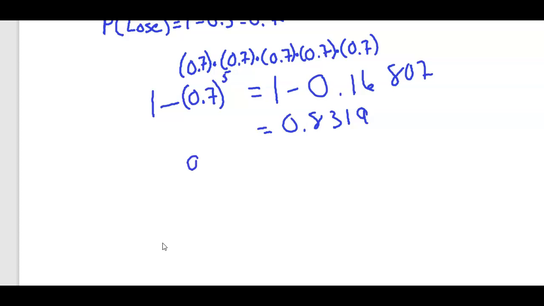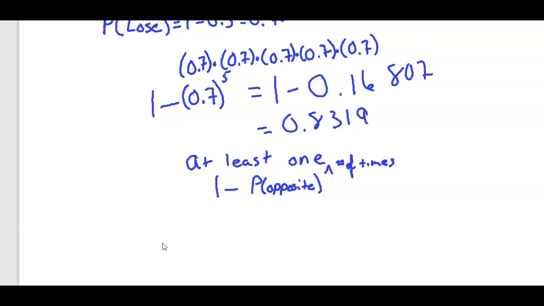Anytime that you want at least 1, what you're going to do is 1 minus none. So you're basically looking at 1 minus the probability of the opposite raised to the power of the number of times. This is what you're looking at anytime that you're wanting that probability of an at least once. You always want to go to the opposite.